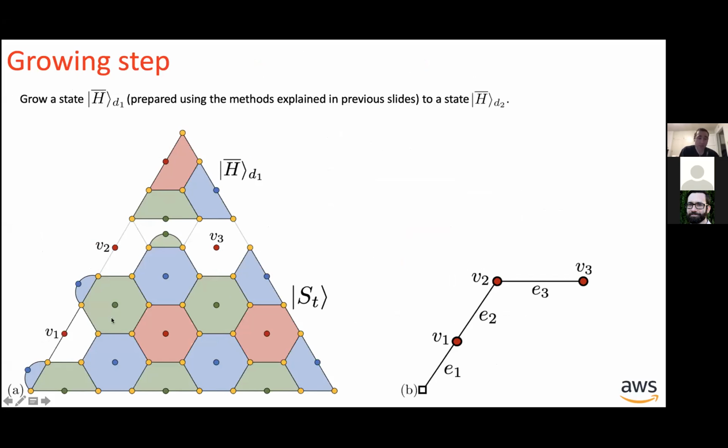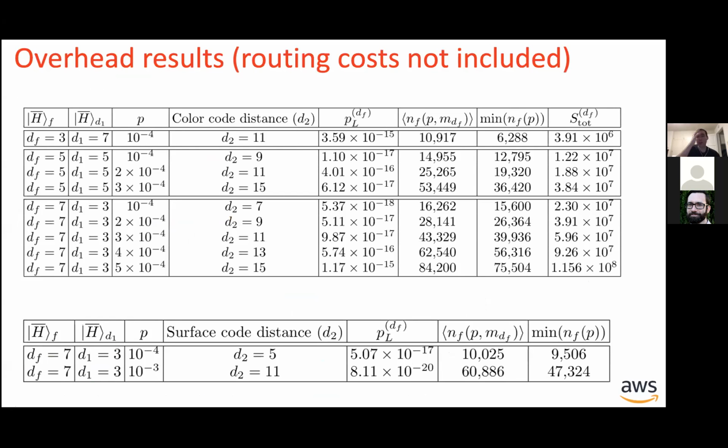And you do the same thing as before, and the corrections to project back to the code space would be given by doing min-weight perfect matching on this one-dimensional graph. Then you repeat the stabilizer measurements of the whole distance D2 color code to deal with the measurement errors. So what error rates can we get by doing this?